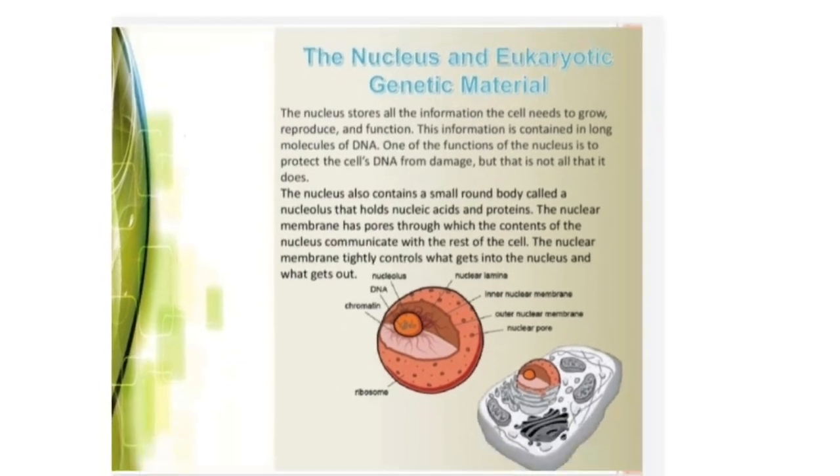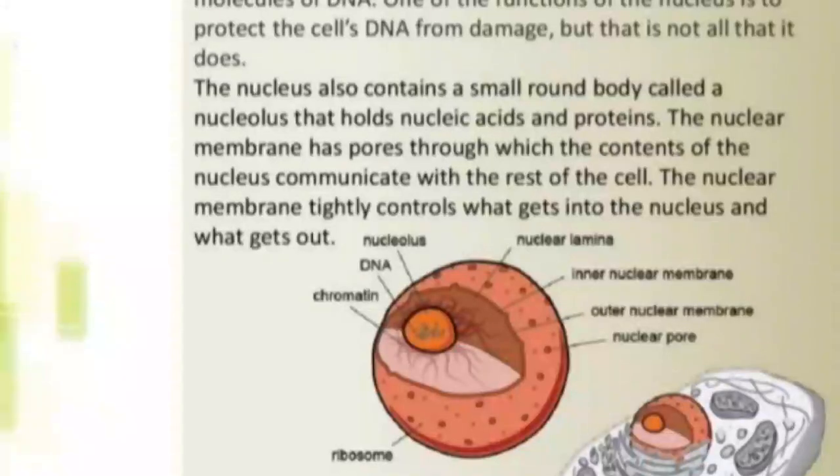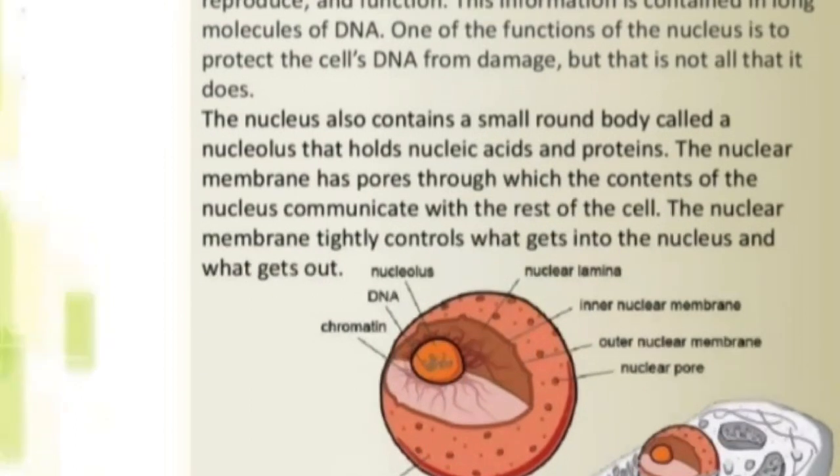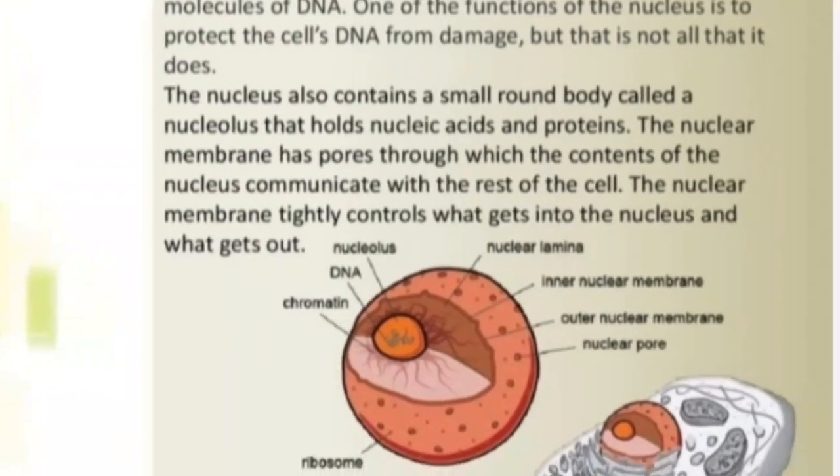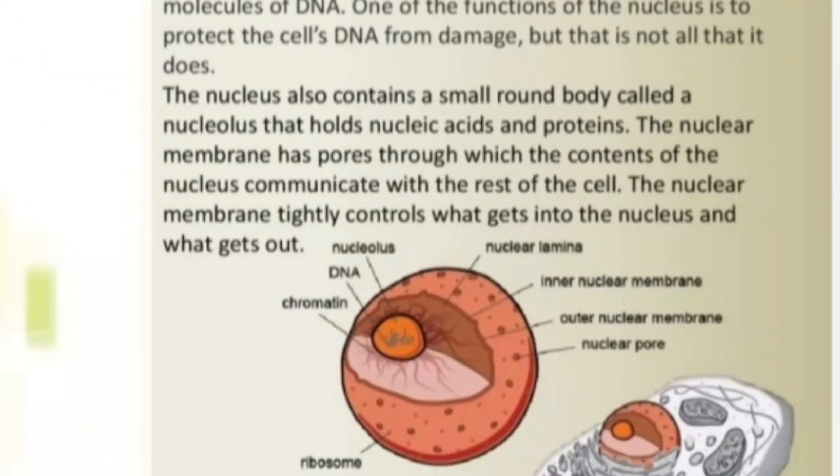See here the structure. In this structure, we see the nucleolus, the round body structure. This is the nuclear membrane. There are two membranes, the outer membrane and the inner membrane. This membrane has nuclear pores, through which the nucleus communicates with the rest of the cell.